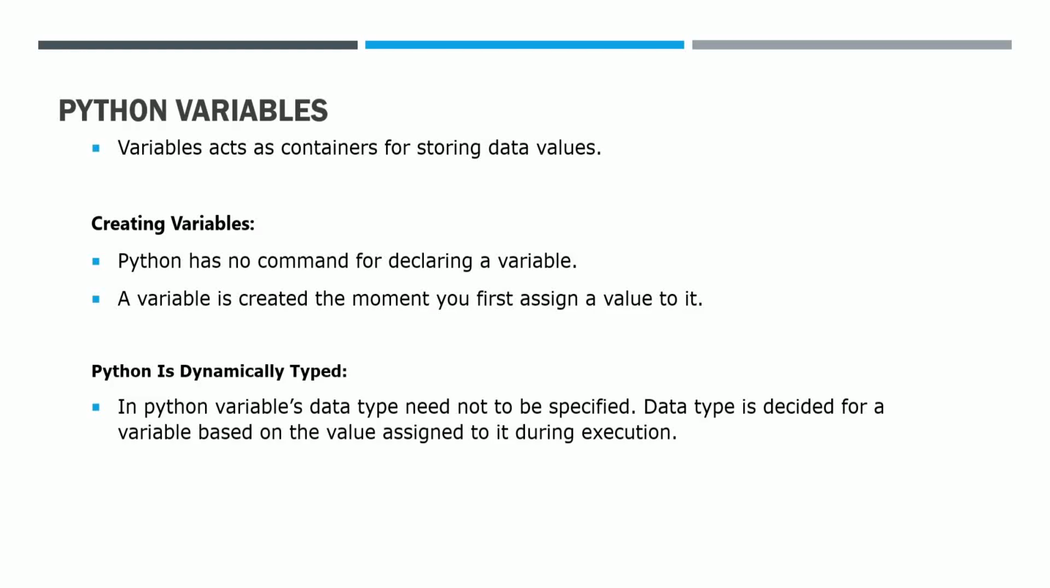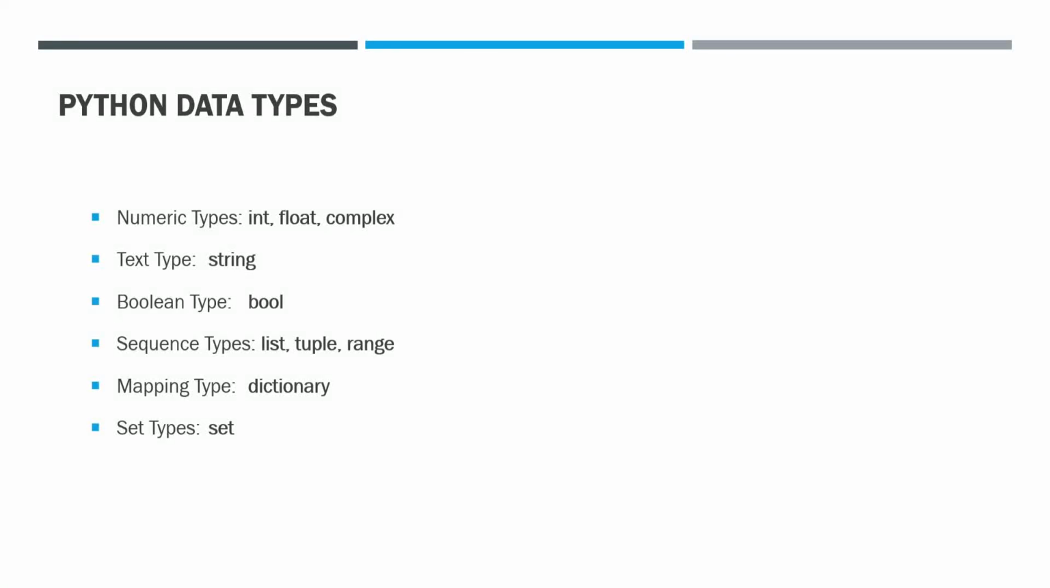Now, let us discuss Python data types as well. In Python, there are different data types. For example, numeric types, text type, boolean type, sequence types, mapping type, set type. Other than these, there are many data types in Python, but these are the most used and most relevant.